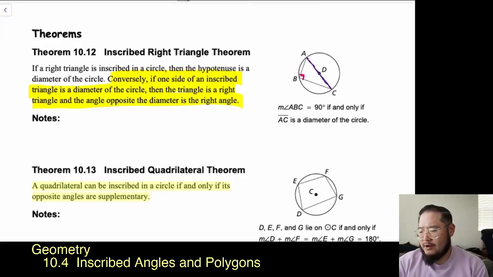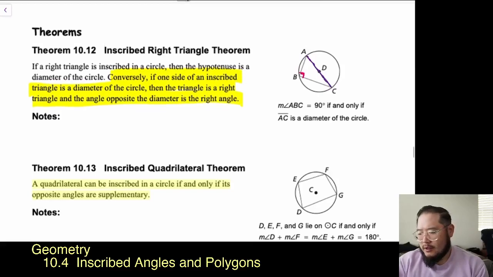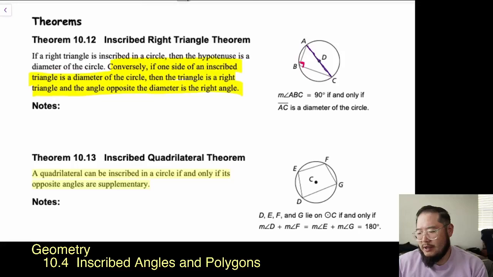Inscribed Quadrilateral Theorem, Theorem 10.13. A quadrilateral can be inscribed in a circle if and only if its opposite angles are supplementary. So, if we look right here, opposite angles like angle E and angle G must add up to 180. Angle F and angle D must also equal 180. And so D, E, F, and G lie on circle C if and only if angle D plus F is equal to E plus G, and that all equals 180 degrees.